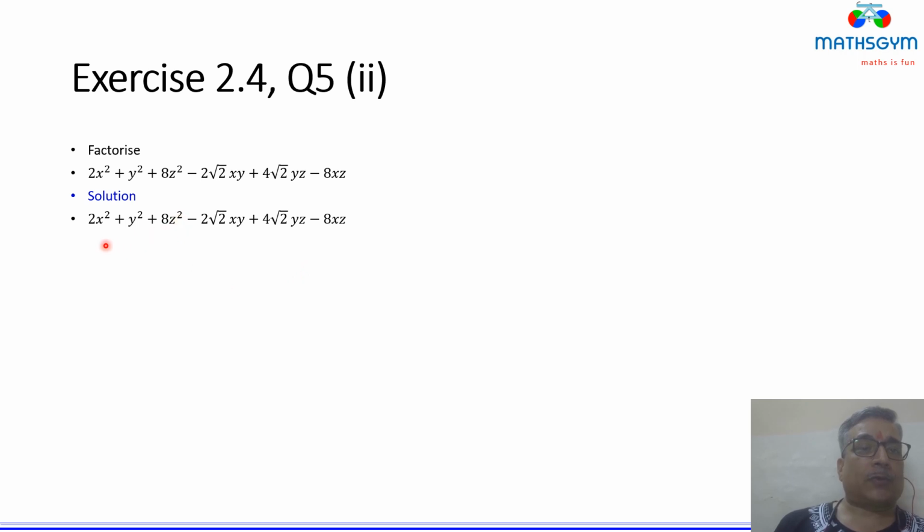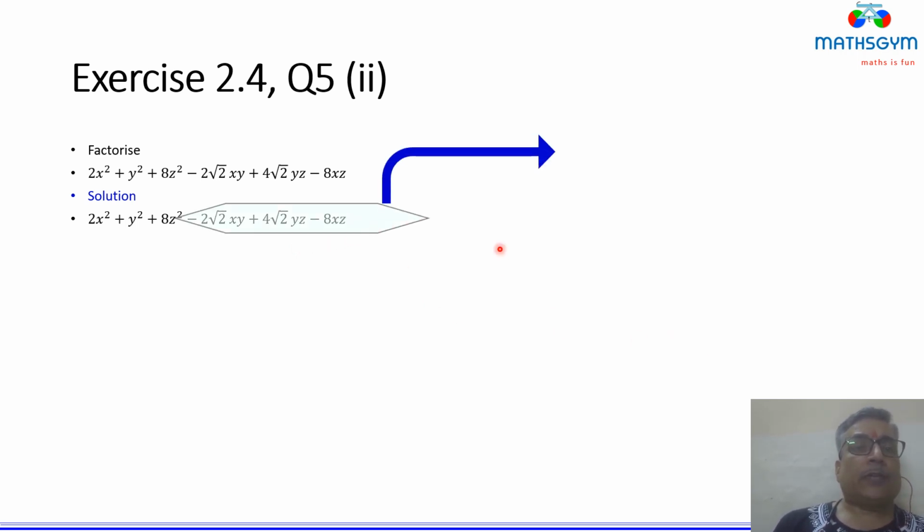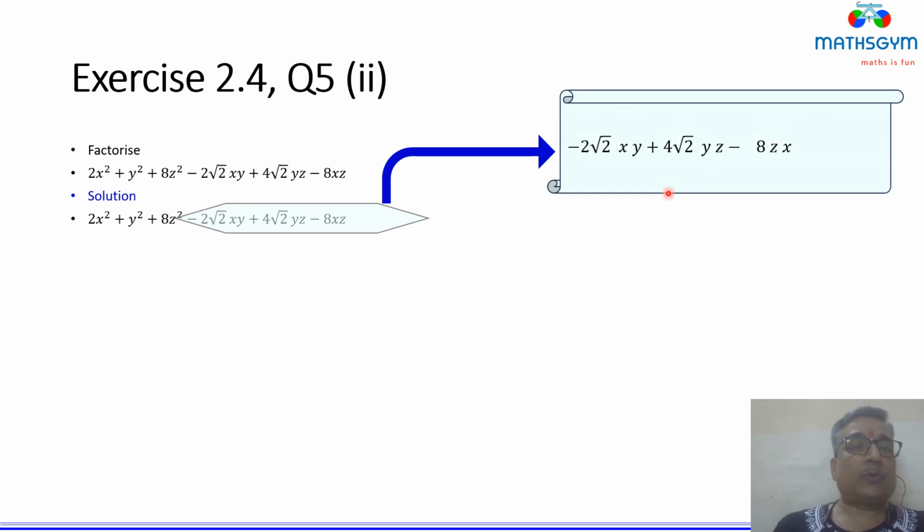So the question is 2x square plus y square plus 8z square minus 2 root 2 xy plus 4 root 2 yz minus 8xz. If you take a look at the last three terms of the expression, minus 2 root 2 xy, plus 4 root 2 yz and minus 8zx, there is an important rule why we are doing this. It is an important concept which you should be able to apply in any such questions.